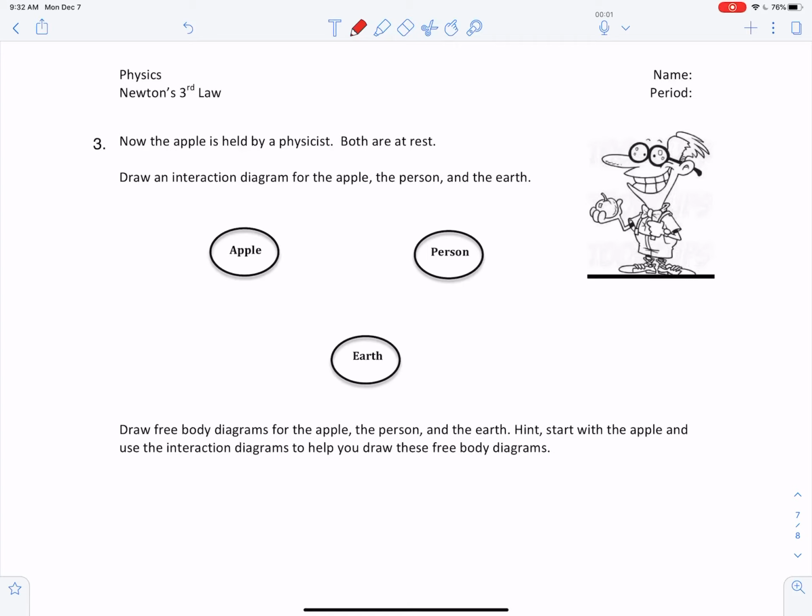Continuing our examples of Newton's third law. Now the apple is held by a physicist, right? Here's that apple. Both are at rest. Draw an interaction diagram for the apple, the person, meaning the physicist, and the earth.